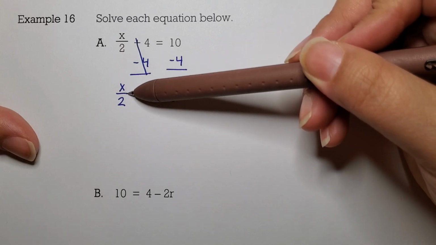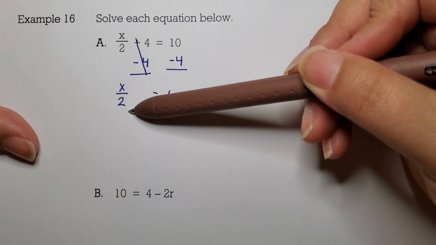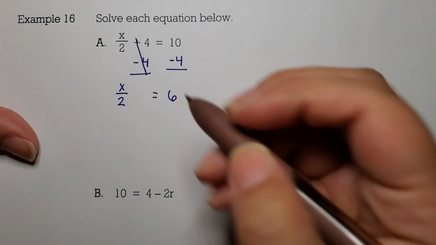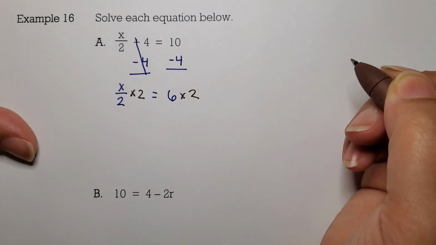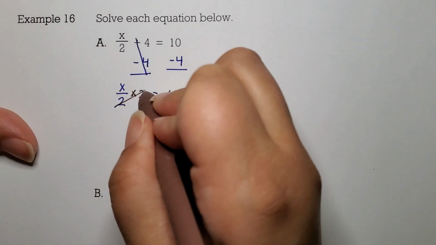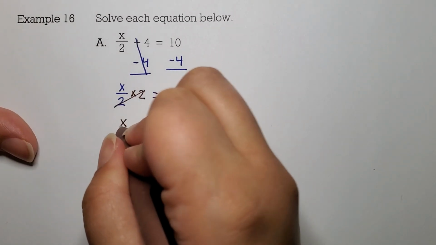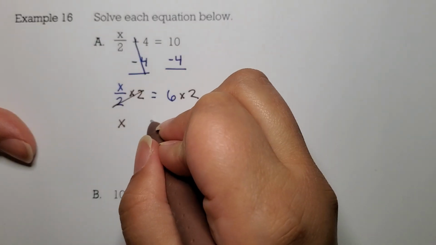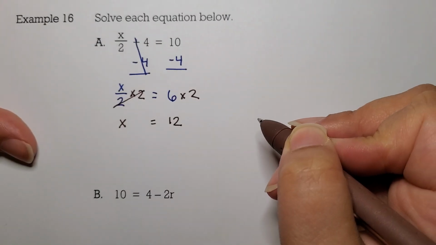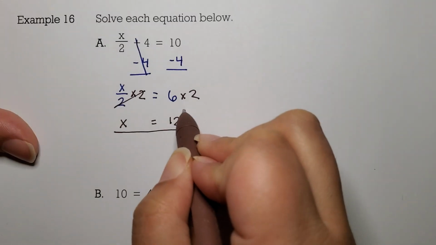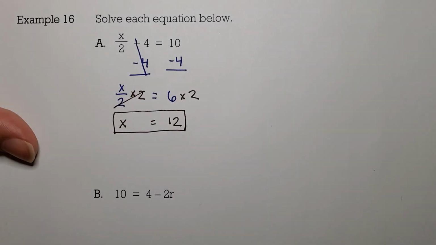Since x is being divided by 2, the opposite of dividing is multiplying. So I'm going to multiply both sides of this equation by 2. That will get rid of it on the left, keeping me with just an x. And on the right-hand side, 6 times 2 is 12. So that's going to be my solution. x is equal to 12.